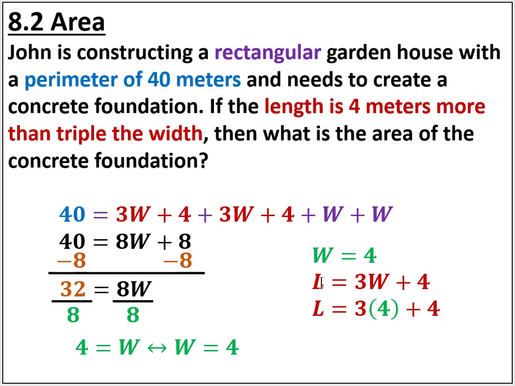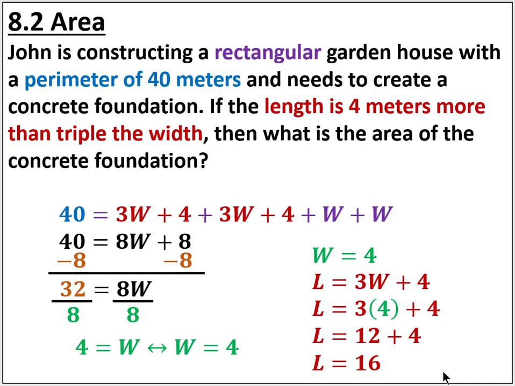So before, we had length equals 3w plus 4. Now here we have length equals 3 times 4 plus 4. I'm going to multiply the 3 by the 4 first. That's 12. And then I bring down the plus 4. Now length is 12 plus 4. I'm going to add that up, so now we have length equal to 16. So we finished solving for width and we finished solving for length.